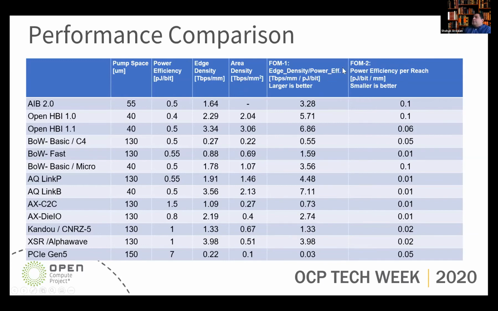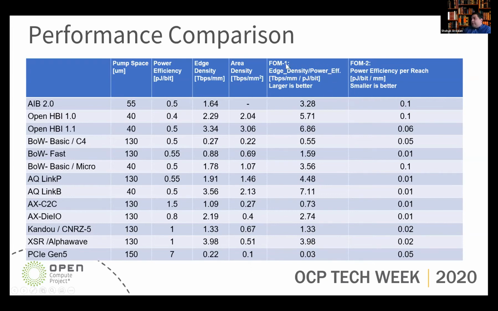We defined 2 different FOMs. The first FOM is edge density per power efficiency, which is terabit per second per millimeter per picojoule per bit. The larger number is better. We see a variation from very small numbers to large numbers, something like 7 and 6, depending on the approach that we are taking. For example, if we are going to the more parallel silicon interposer, you see a higher number compared to the micro bump space, which is not parallel and could be in the middle range, or the older version at the bottom of the chart.